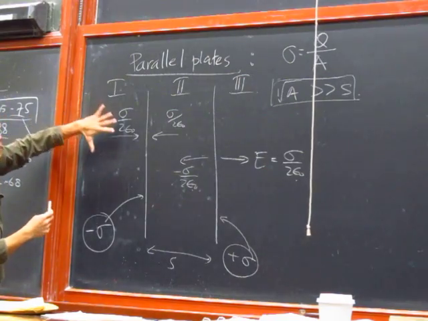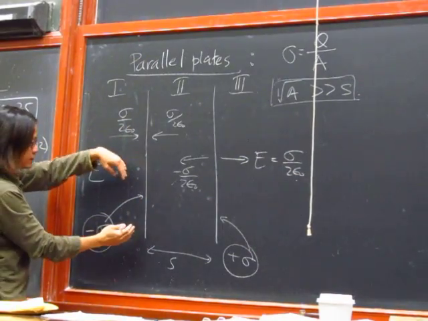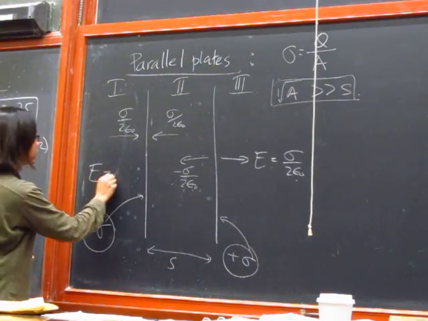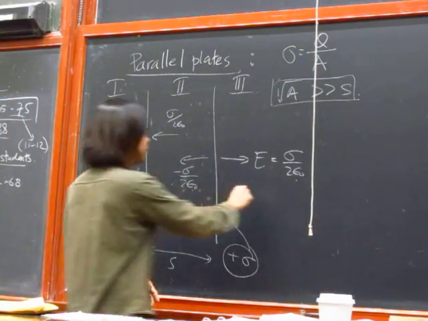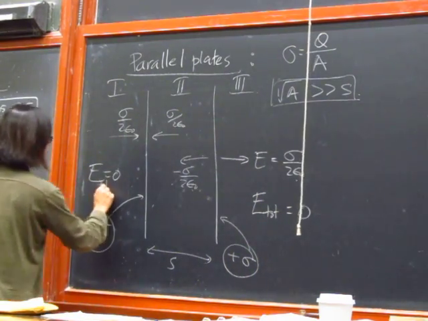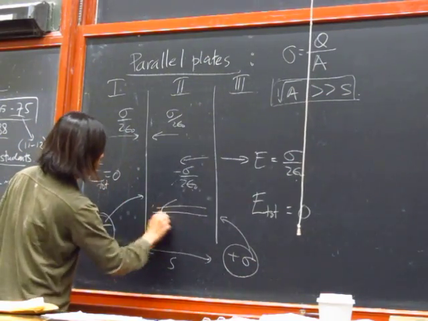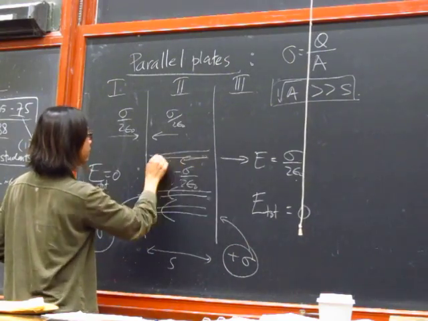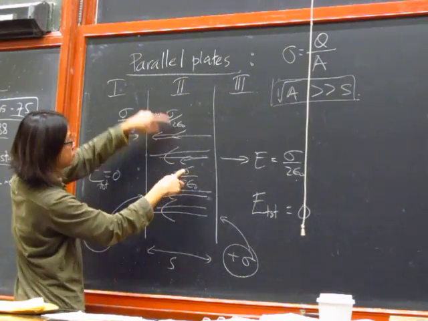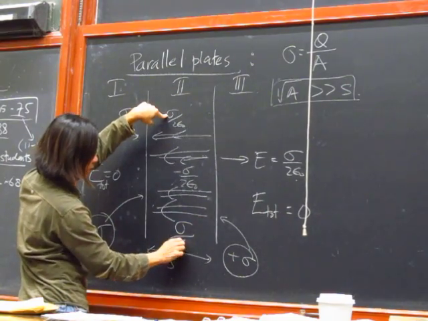Let's divide this into regions 1, 2, and 3, just like on Wednesday. In region 1, the electric field from minus sigma exactly cancels the electric field from plus sigma. That's 0 here. By symmetry, the total electric field in region 3 is also 0. The electric field in region 2 is all pointing towards the left. It's the sum of these two, sigma over 2 epsilon naught plus sigma over 2 epsilon naught. The field here is sigma over epsilon naught.